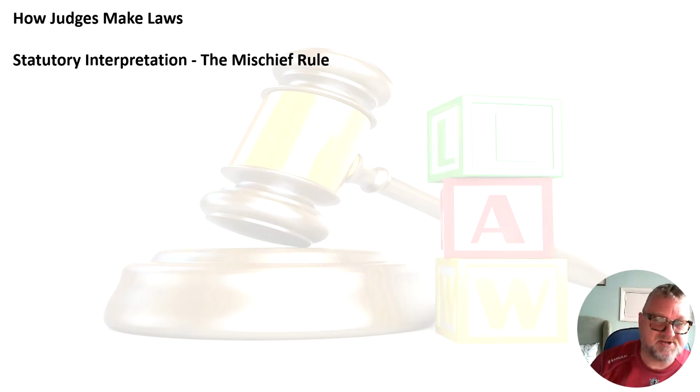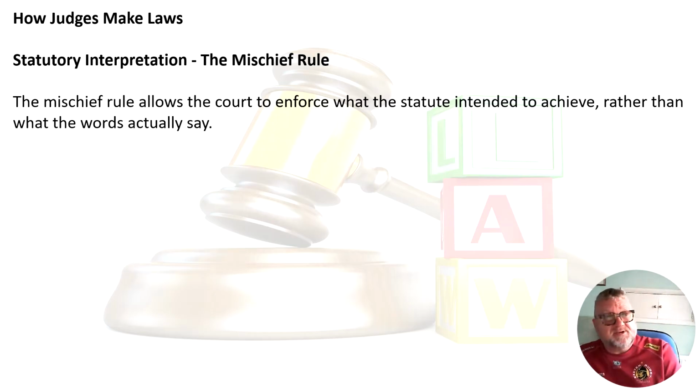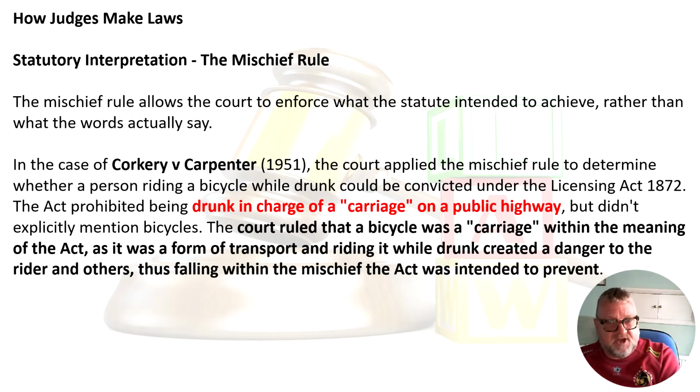And the final one is the mischief rule. And the mischief rule just allows the court to enforce what the intention of the law was, what it was trying to achieve, rather than what the words actually say. So the court case here was Corkery versus Carpenter, and here's where they applied the mischief rule. Under the Licensing Act of 1872, you weren't allowed to be, in the words in red, drunk in charge of a carriage on a public highway. There's no mention of the word bicycle, and of course Corkery was drunk in charge of a bicycle.